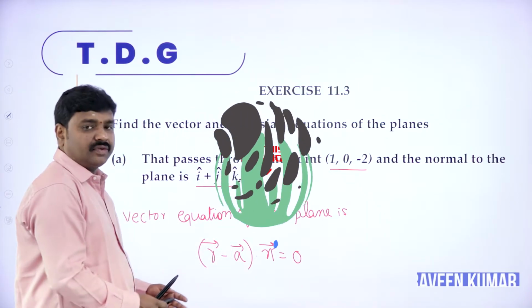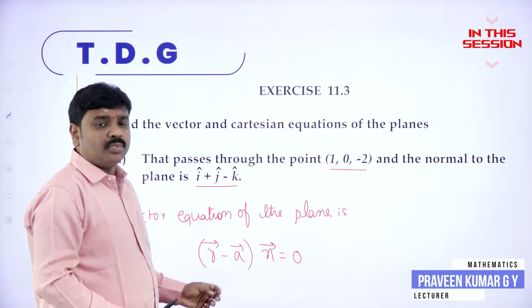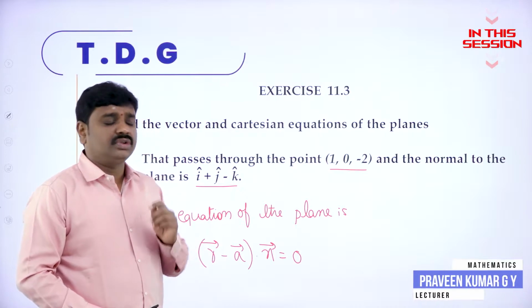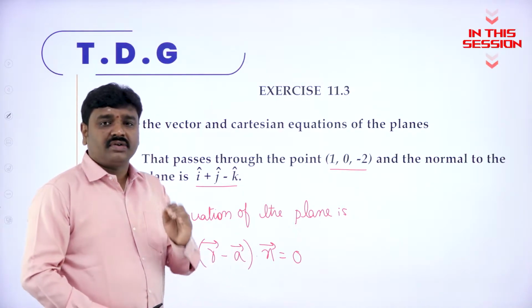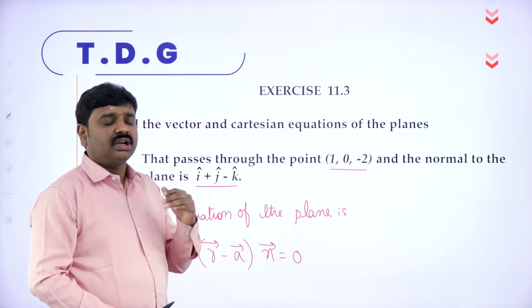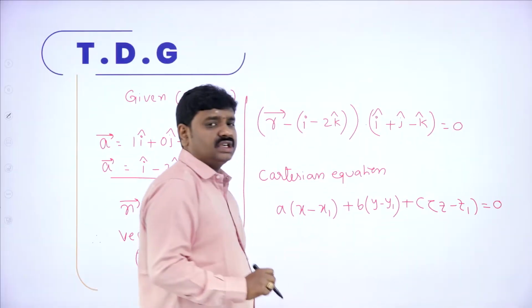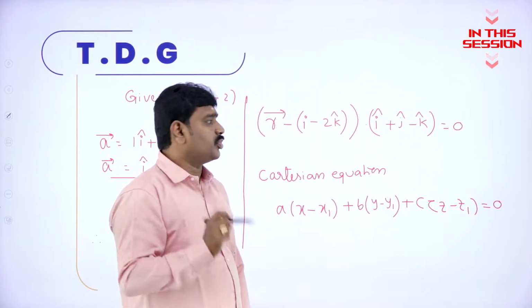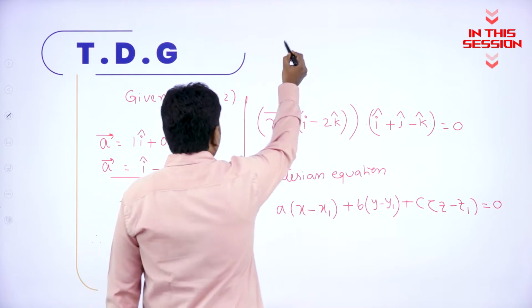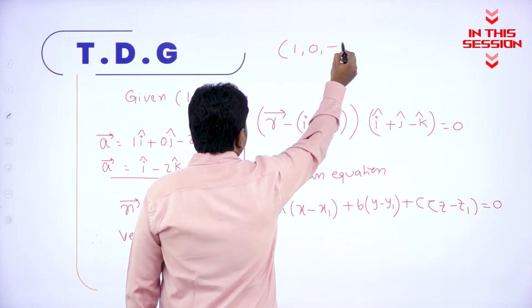This is the vector equation of the plane where A is the position vector of the point through the plane and n is the vector which is perpendicular to the plane or normal to the plane. Students, here x1, y1, z1 is the point. They have given the point. What is the point given? 1, 0, minus 2 is given.